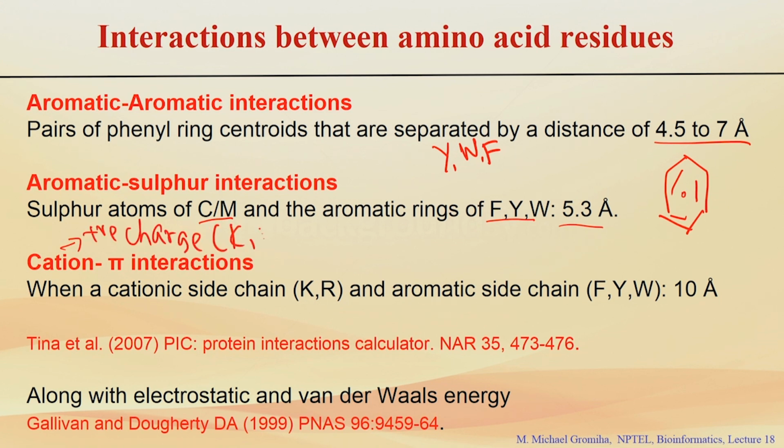Mainly lysine and arginine, right? Then the pi, what is the pi system? Phenylalanine, tyrosine or tryptophan. So you can see the interaction between the positively charged residues and these ring systems, right. If the distance is 10 angstrom, then you can treat this as a cation-pi interaction.